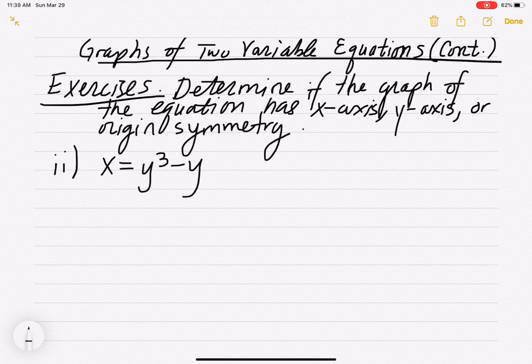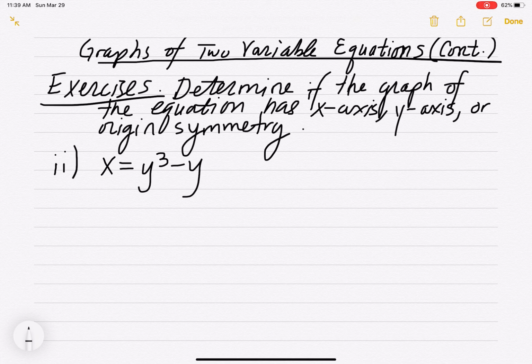Right, so last time we were testing two variable equations and graphs for symmetry. We were looking at x-axis symmetry, y-axis symmetry, and origin symmetry. We had done one example. We want to do a few more examples for you here so you can see a bit more.